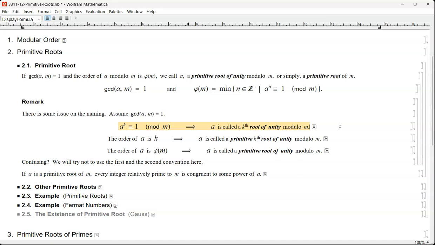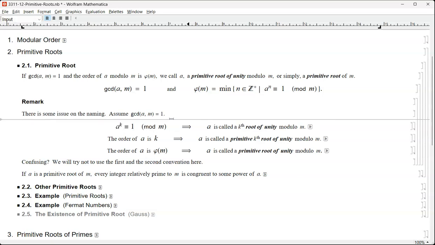So kth root of 1. For example, k equals 2, then square root of 1. k equals 3, then cube root of 1, and so on and so forth. In general, kth root of 1. And how many are there? Well, it depends because we have mod m.